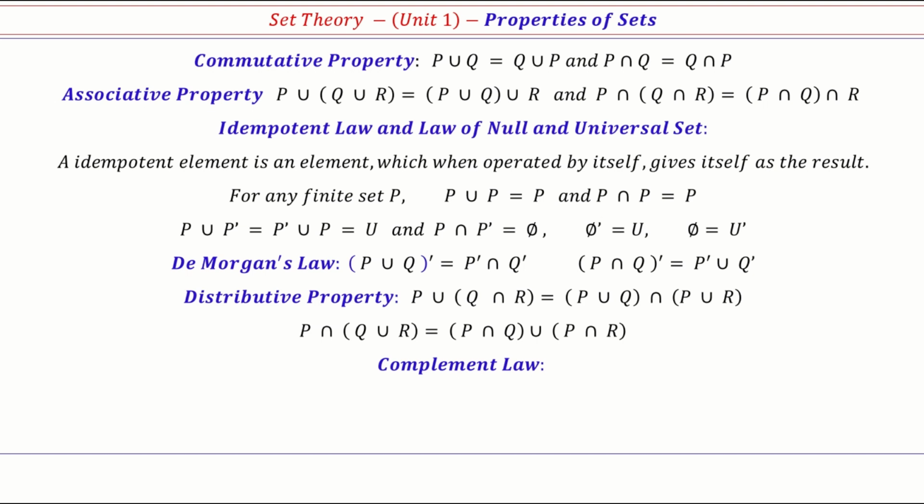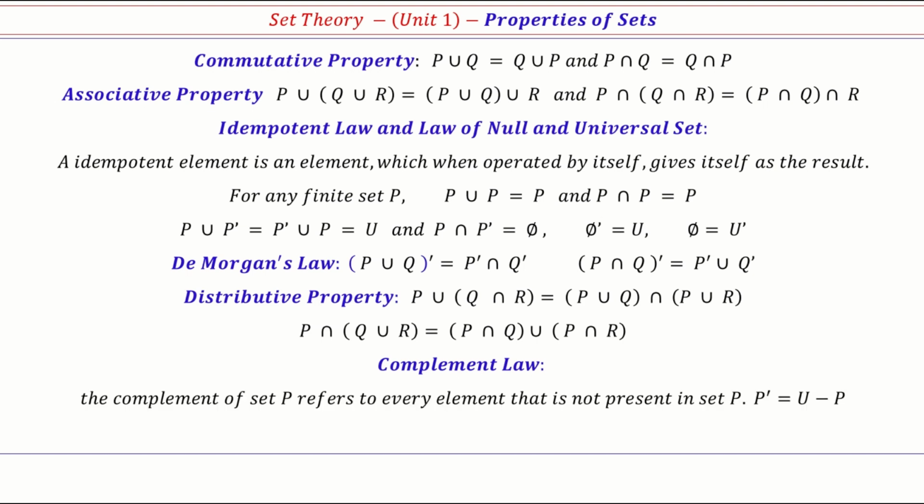Okay, complement law. We know this already. P dash is equal to U minus P. Okay, P dash minus Q dash will become Q minus P. Reverse basically. P dash is elements not in P, minus elements not in Q. So what you will get is Q minus P.